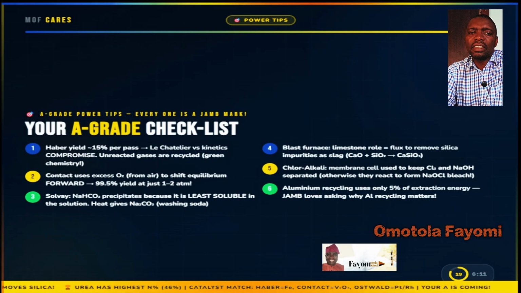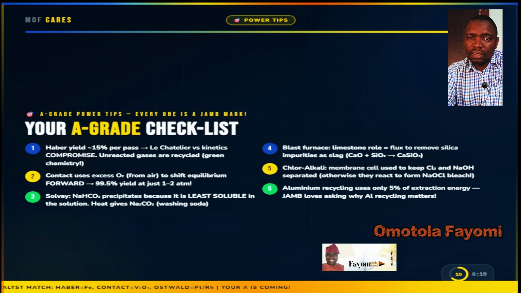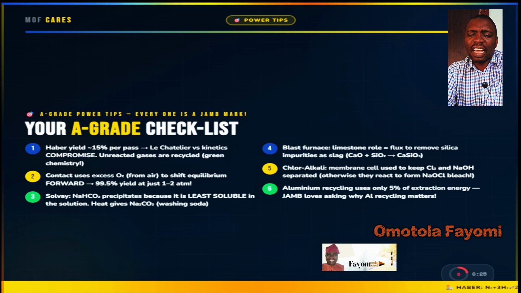1. The Haber yield of 15% per pass is not an engineering failure. It is the optimal economic choice given the rate-yield compromise. The unreacted gases are completely recycled, making the overall process atom efficient. This is cited as an early example of green industrial chemistry.